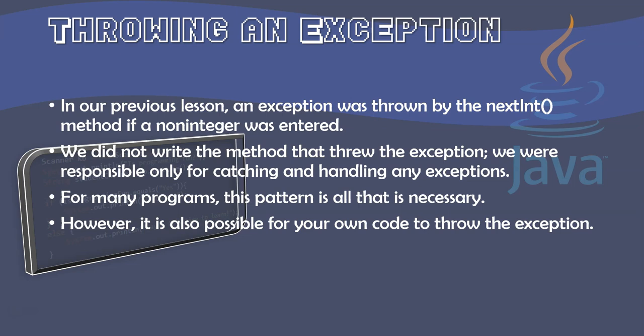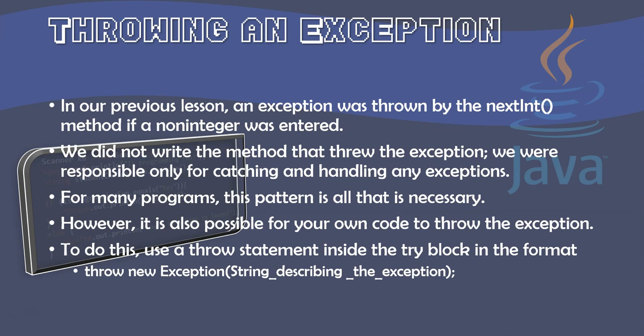However, it's also possible to code your own throwing of the exception. And to do this, we use a throw statement inside of the try block in the format throw new Exception, and then just some string that's going to describe what that exception is.